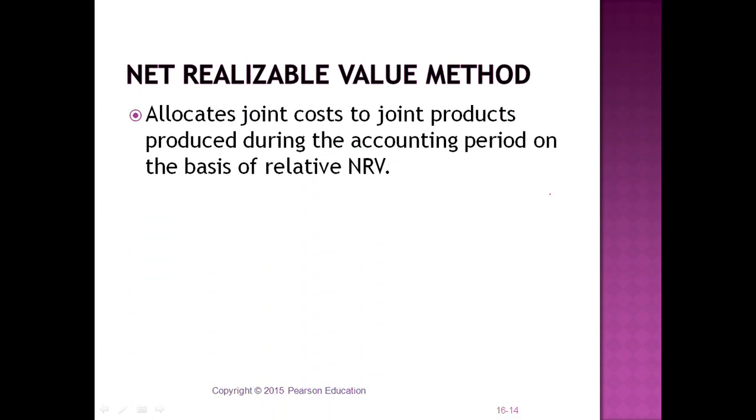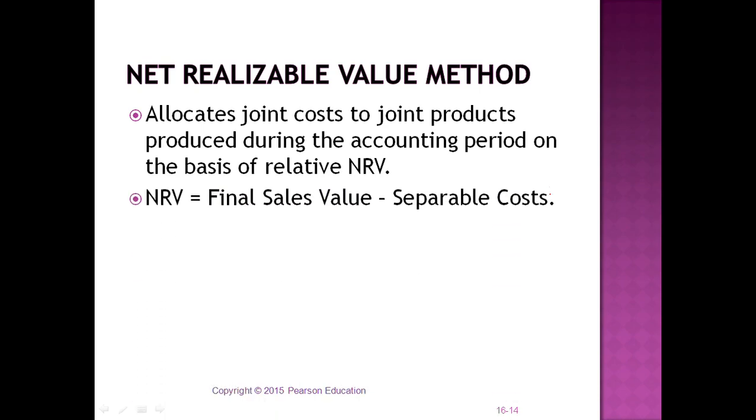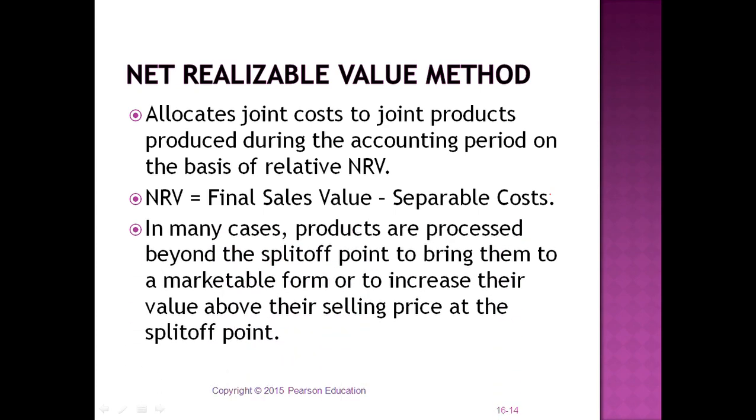Now under this method, you allocate the joint cost to the joint product during the accounting period by calculating the NRV. Now what is NRV? NRV is calculated as the final sales value minus any separable cost. So in many cases we know that products can be processed even beyond the split off point. For example, in our example of cream and liquid skim, let's say until the split off point the company has spent $400,000. Let's say beyond the split off point the company also spent some expenses, but now they know specifically how much they have spent for the cream and how much they have spent for the liquid skim, right?